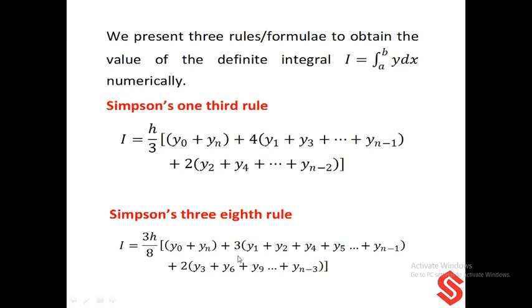So we are writing second term 3 times of the sum of the ordinates which are not multiples of 3, like y1 plus y2 plus y4 plus y5, etc., yn minus 1, plus the third term is twice of the sum of ordinates which are multiples of 3. So we are getting only multiples of 3, y3, y6, y9, etc., yn minus 3. So that is Simpson's 3/8 rule.